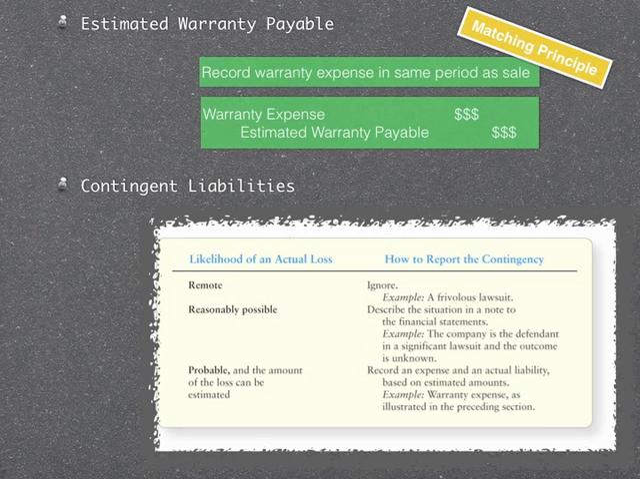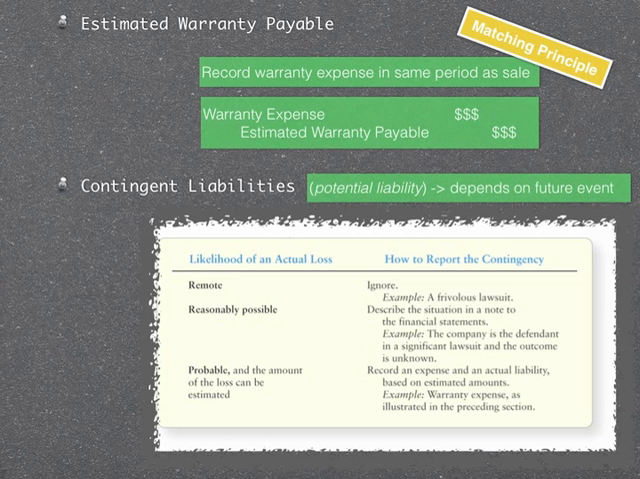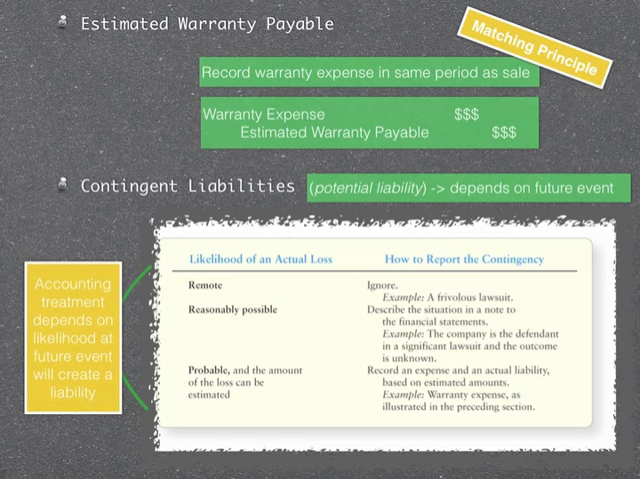The other type of liabilities we have to estimate are called contingent liabilities. Contingent liabilities are potential liabilities, and these liabilities depend on some future event. So what is the likelihood that a future event would create a liability? If the likelihood is remote, then we're just going to ignore it. For example, a frivolous lawsuit.